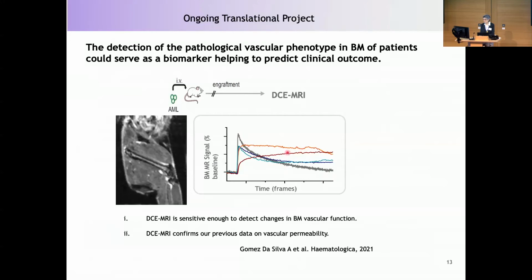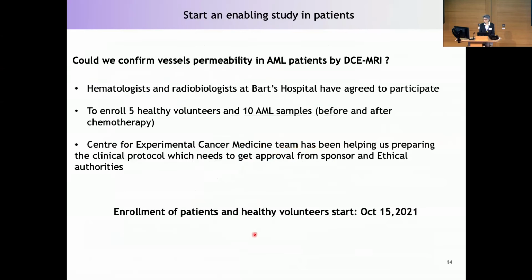And you can see that in most of the mice that have been injected with patient AML, the washout is actually very bad. The peak is not very high, which means that the vessel is quite permeable. So that allowed us to confirm that DCE MRI should be the way to go to look into patient samples.